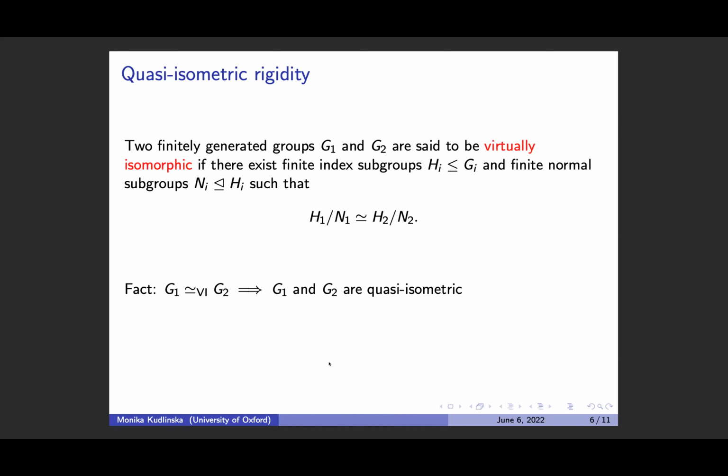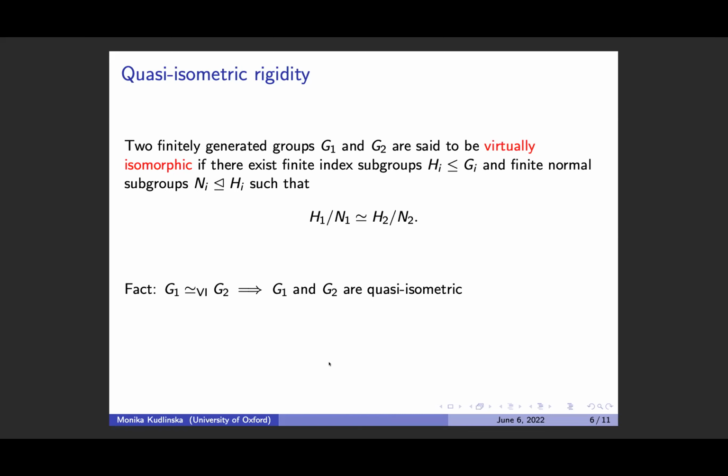Now, the reason why I'm introducing this is because whenever two groups are virtually isomorphic, they are in fact quasi-isometric. So this is in essence the best we can do. We're always going to have to be satisfied with losing a little bit of information by passing to finite index subgroups or quotienting out by finite things. But this is usually not so bad if we're working with infinite groups. And so that's just what we have to live with.